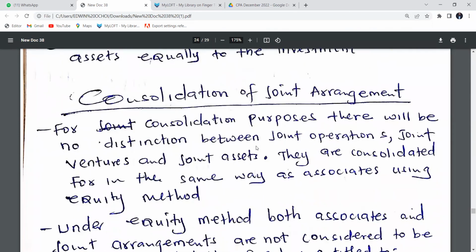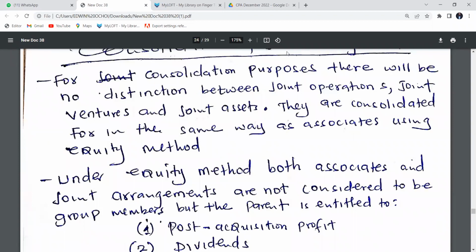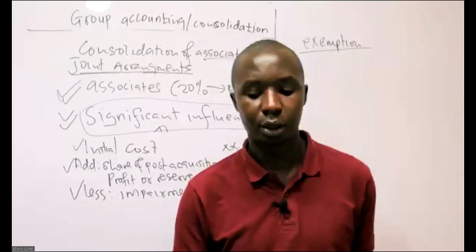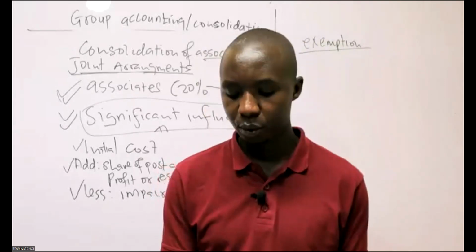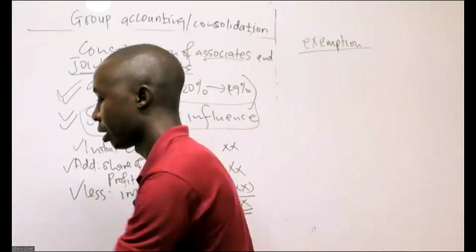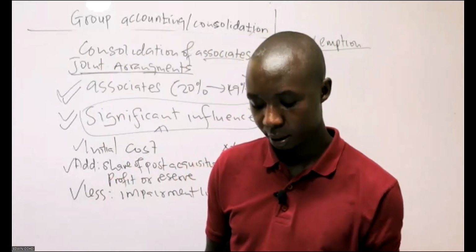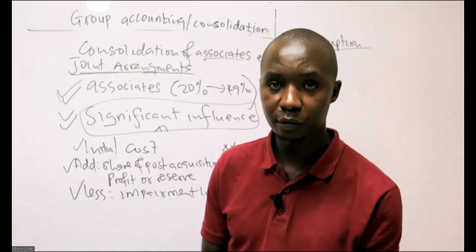So consolidation of joint arrangements, they are just consolidated the same way as associates, using the equity method. I think that is it. That is a short introduction which I've done.